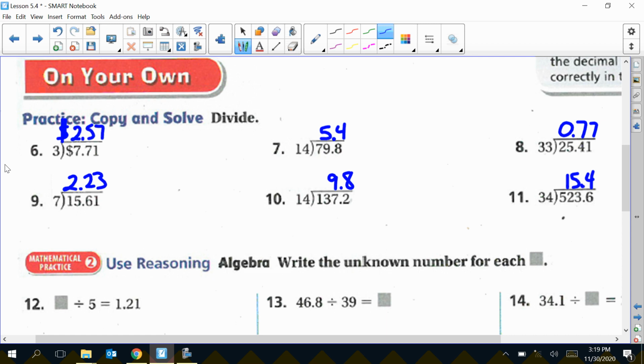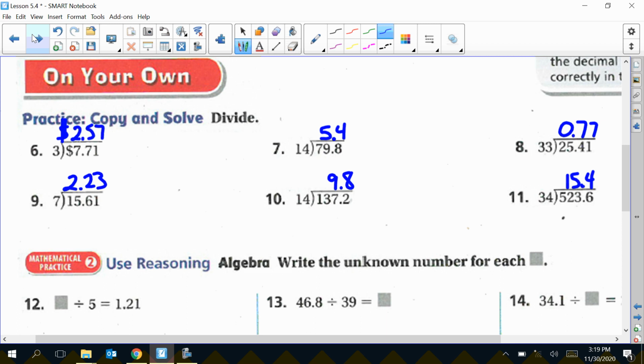All right, the answers to number 6, $2.57. Number 7, 5.4. 8, 77 hundredths. Number 9, 2 and 23 hundredths. 10 is 9 and 8 tenths. And 11, 15.4, 15 and 4 tenths.